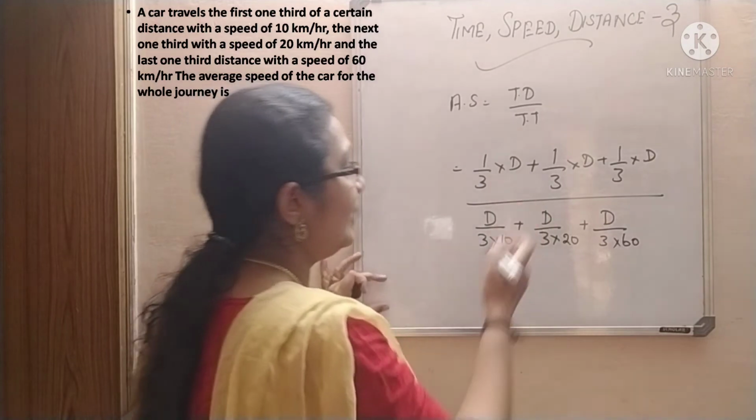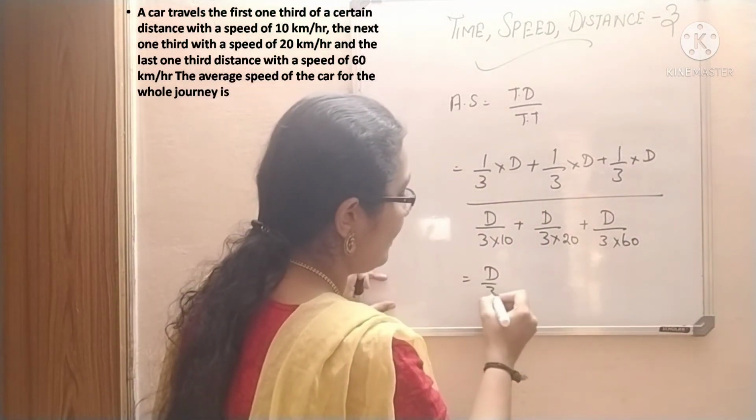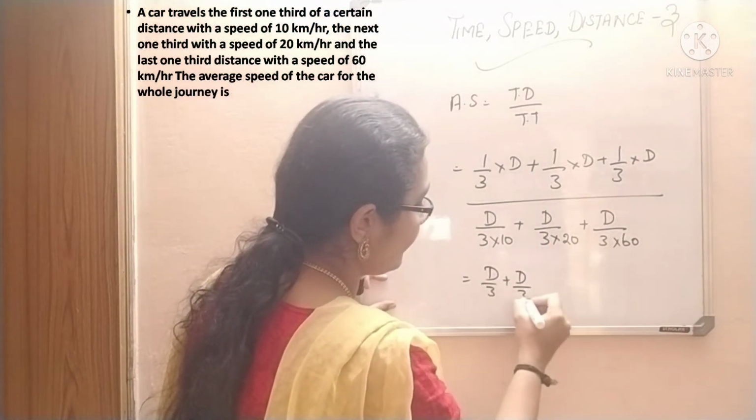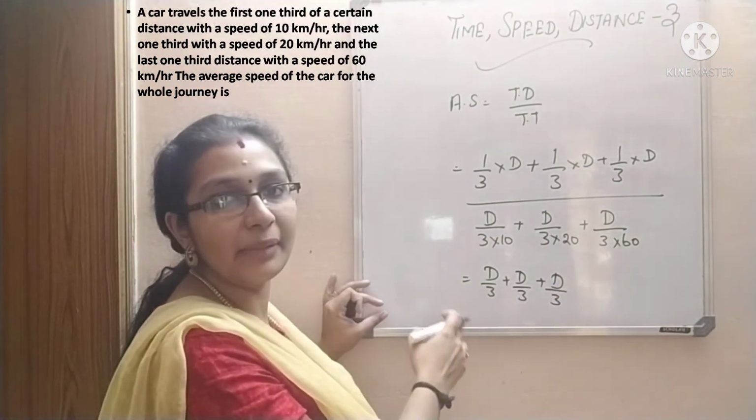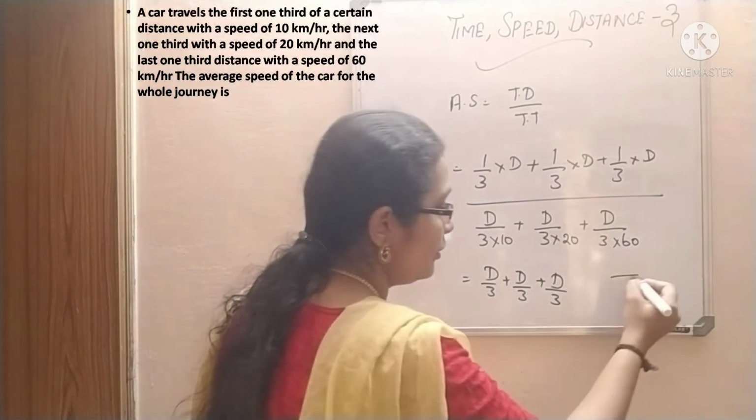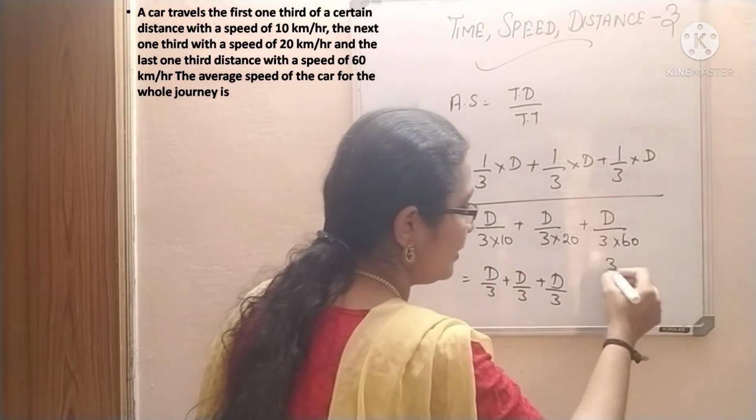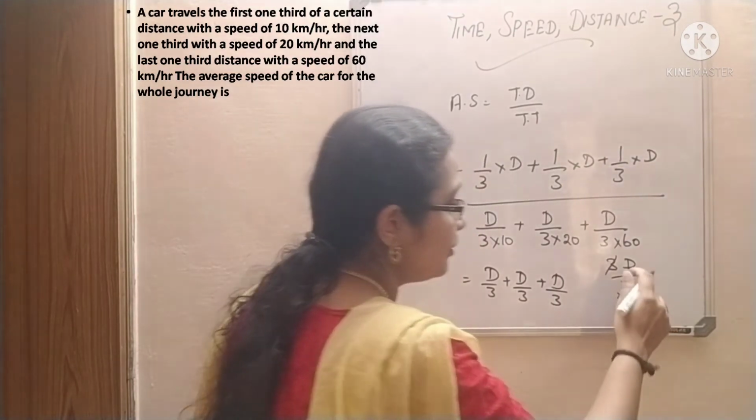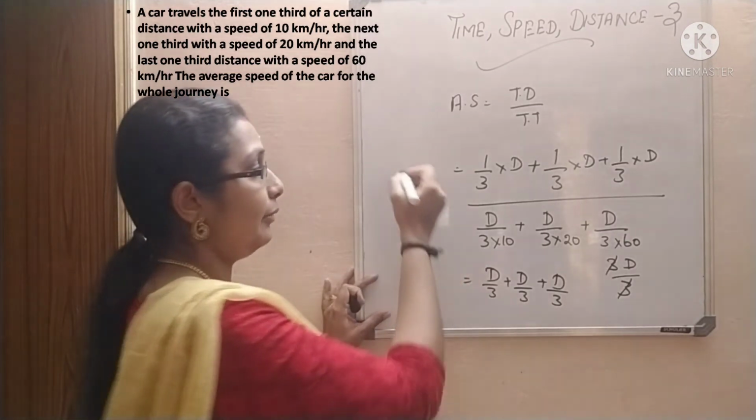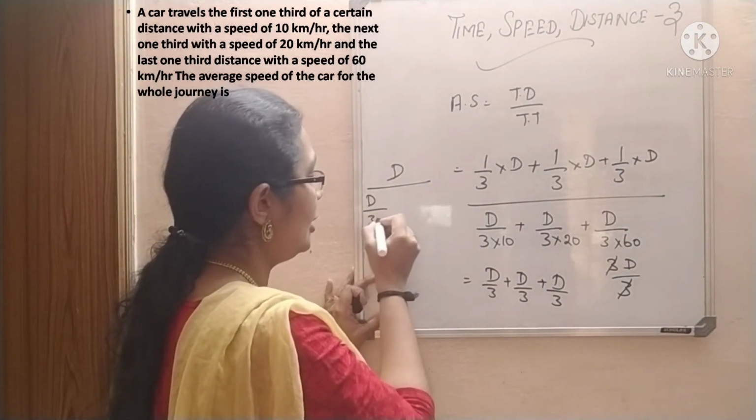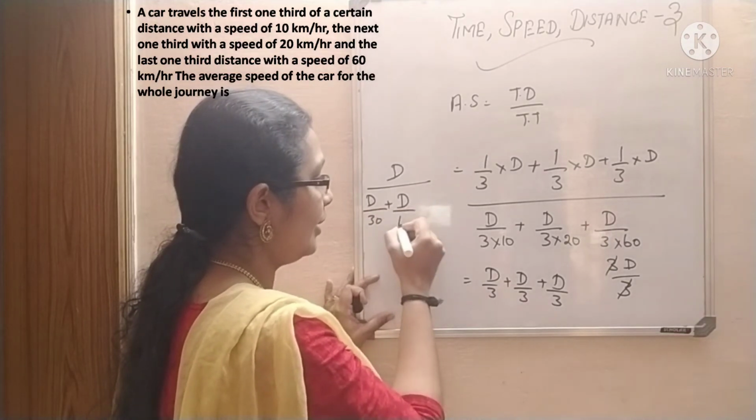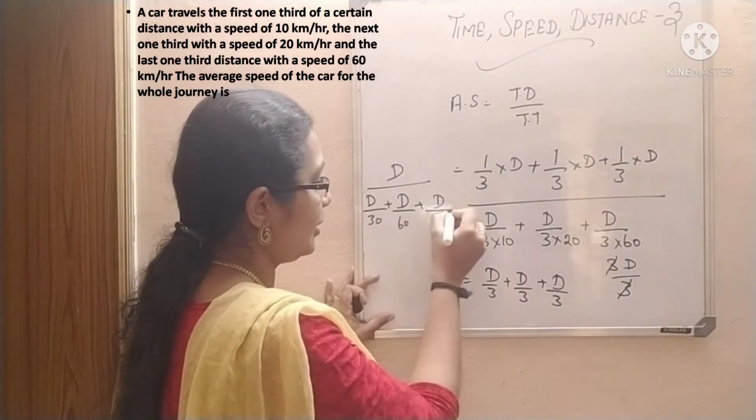Yes. So d by 3 plus d by 3 plus d by 3. Since your denominator is the same, the LCM is 3, right? So d plus d plus d is 3d, 3d by 3, so you will get d finally. Okay, so d divided by d by 10 plus d by 20 plus d by 60.